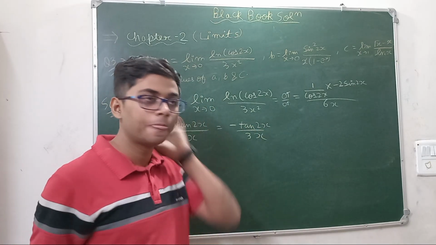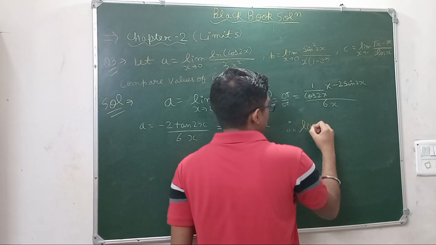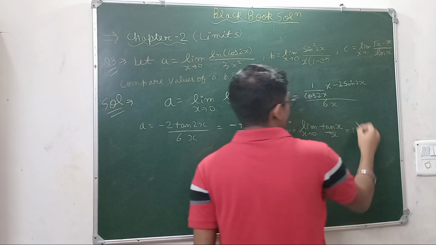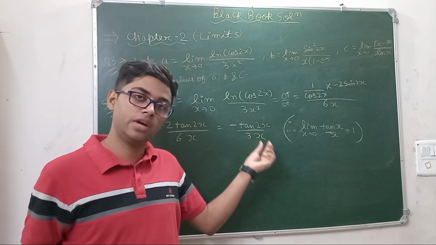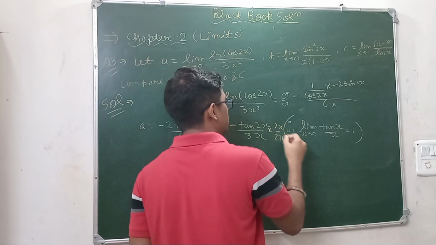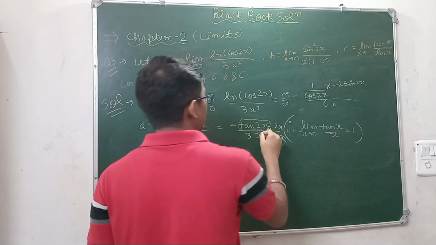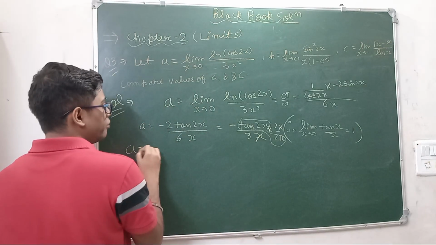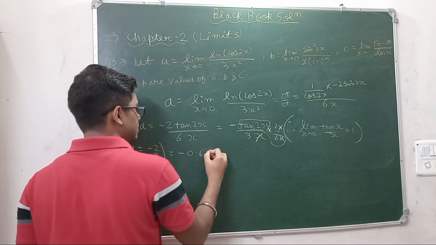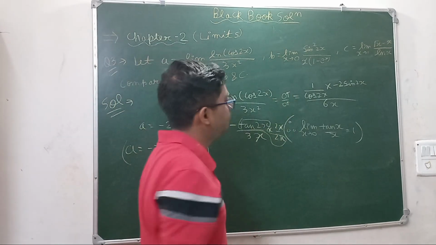Now what will you do here? I have told you that one standard limit, that limit x tends to 0, tan x by x, this is always 1. So you can just apply it here, multiply and divide numerator and denominator by 2x. Okay, so multiplying by 2x and dividing by 2x. So this whole tan 2x by 2x will be approaching 1. X and x cancel. So value of a is what? Minus 2 by 3. Means this is roughly minus 0.6. A value got.